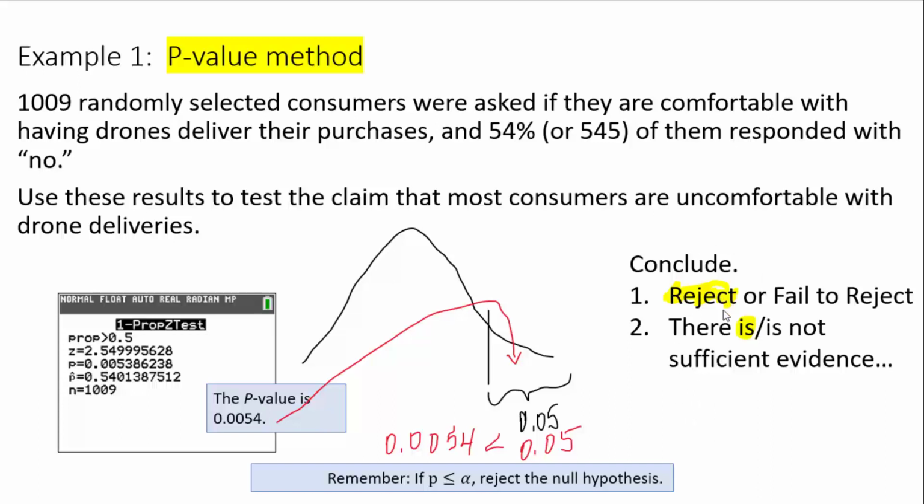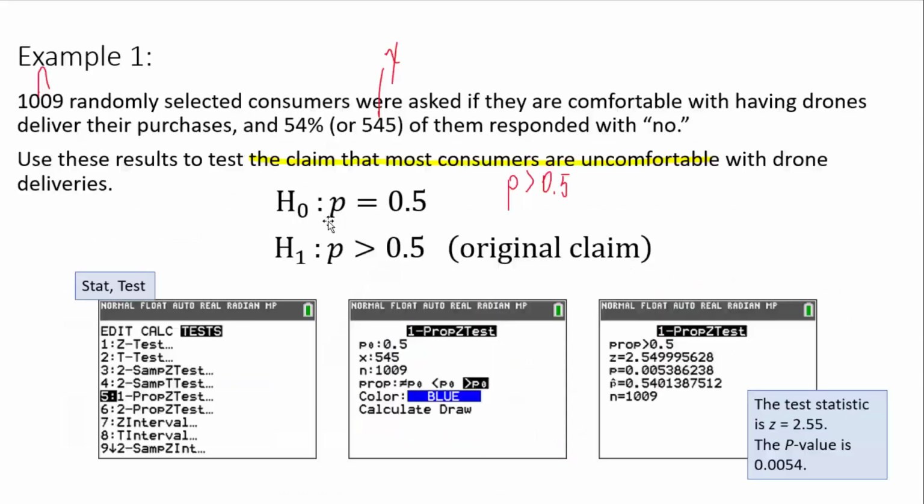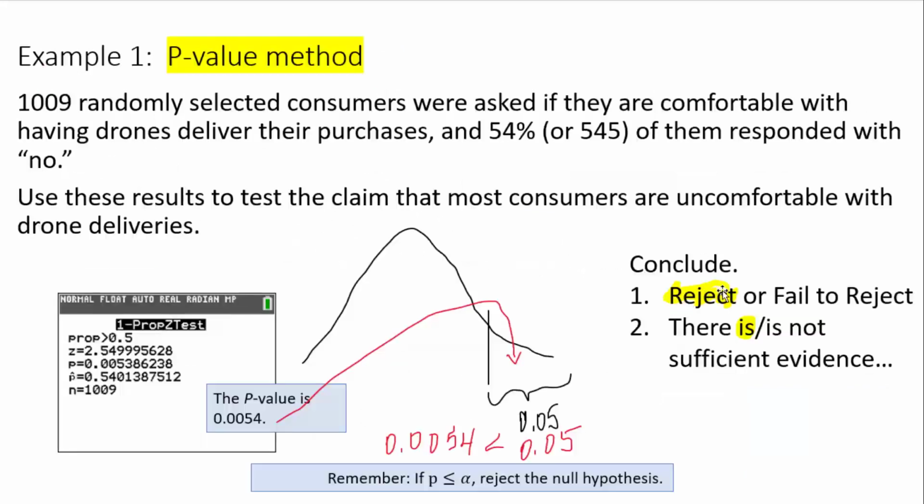Now, always you're going to have to do two things in a conclusion. Either reject or fail to reject the null hypothesis. What was the null hypothesis? The null hypothesis was that the true proportion was half. We're going to say, no, the true proportion is not half. Now, why is that? We will reject the null hypothesis that the population proportion is half because there is sufficient evidence to support the claim that most consumers are uncomfortable with the drone deliveries.